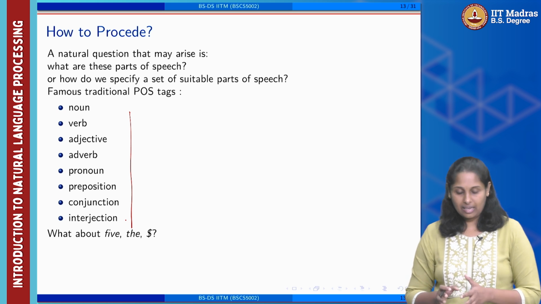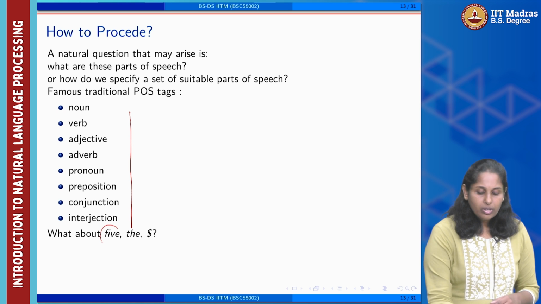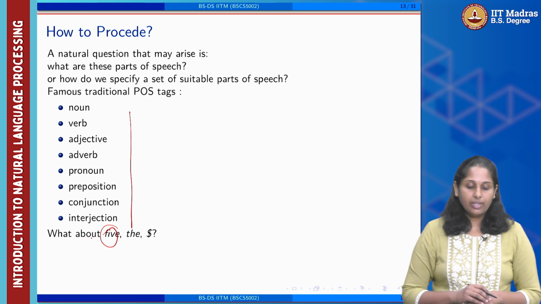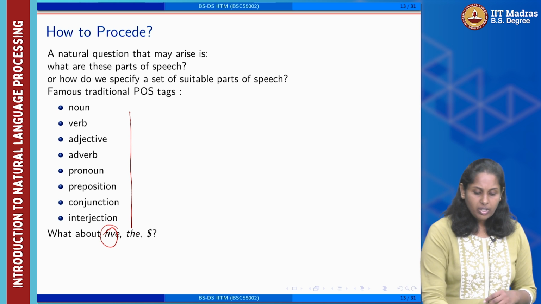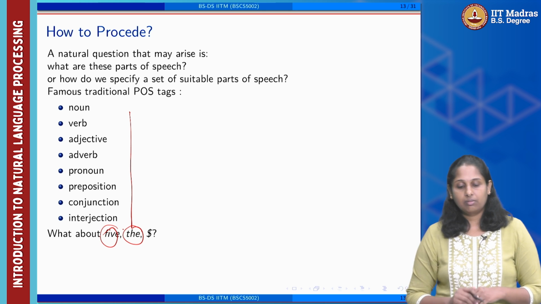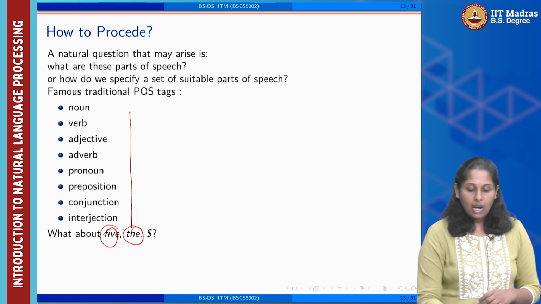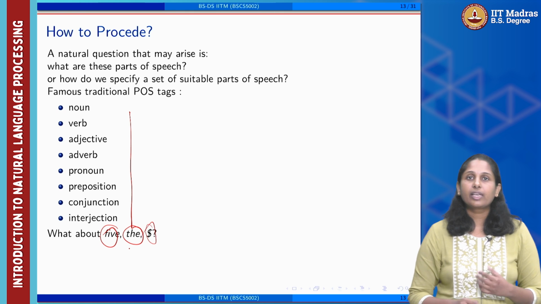Yes, the answer is yes. How do we actually categorize 5 here? Can 5 be called a noun or a verb? No. And how do we categorize words like the? There is no category that we can give. And how do we categorize a symbol like dollar?